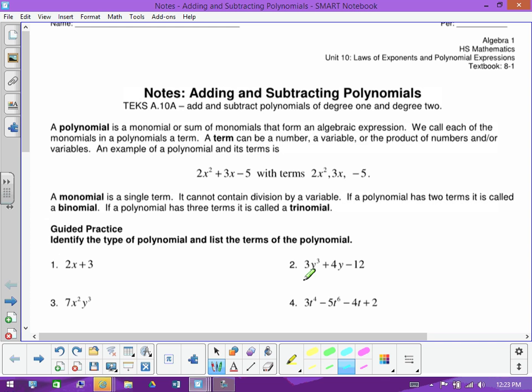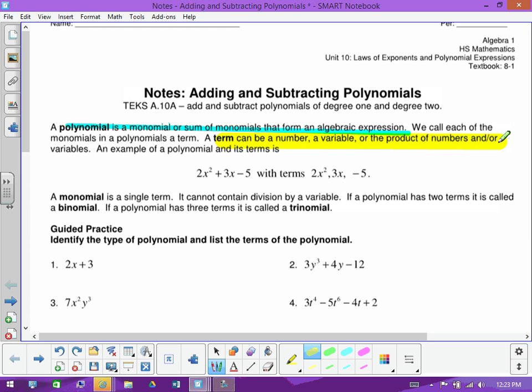Either circle, highlight, or something up here, where when we talk about a polynomial, it's the sum, which could be minus, okay, because we're going to make it a plus. It's the sum of monomials that form an algebraic expression. So a term can be a number, a letter, which is your variable, or the product of several.